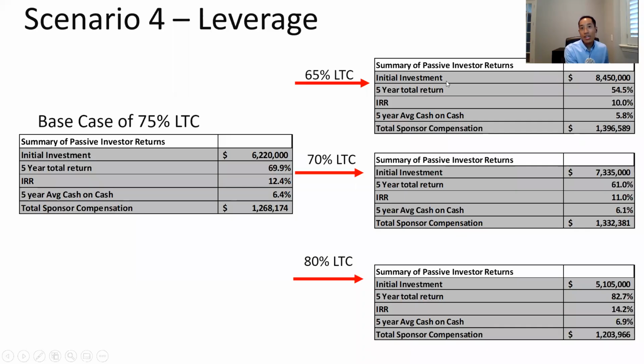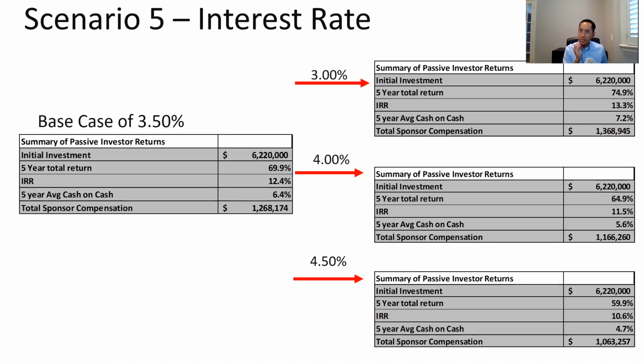So I just took it at the base level, the different loan and cost levels. So 75% is your base case, 70 drops your total return to 54%, but you have a lower risk asset, 61% on 70%, and then at 80% leverage, right, your total return is 82.7 because your initial investment drops down to 5.1 million. And so if you can get there in terms of coverage and you think you're safe, then you can go up to 80% if you can hit that 1.25 debt service coverage, which we talk about in other videos.